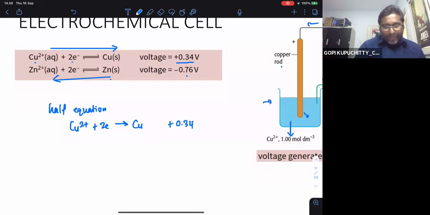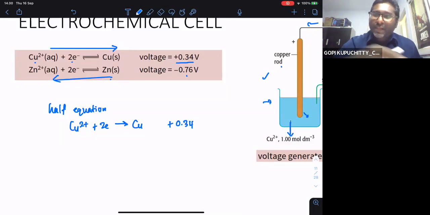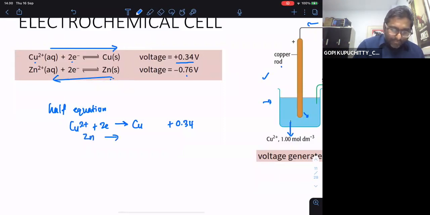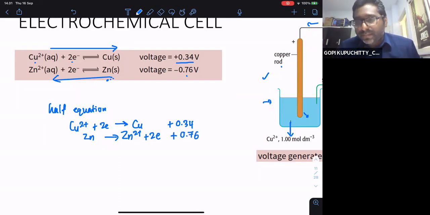But when I write the half equation for this particular cell, because it's going to the left, do remember electrolysis and all these things are redox reactions. There will be one oxidation and another one reduction. So this one, zinc, is going to give you Zn2+ + 2e-. Now, do I put negative 0.76 over there? The answer is no. The moment you reverse the equation, automatically the sign will change, plus 0.76.